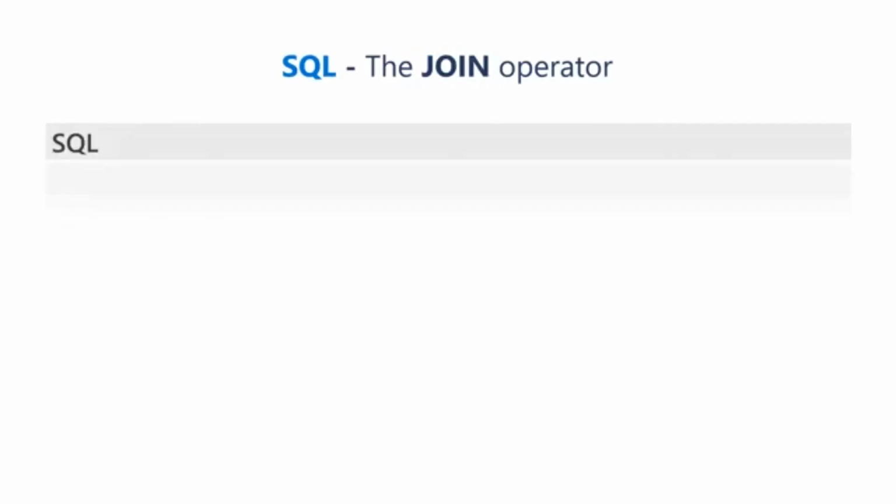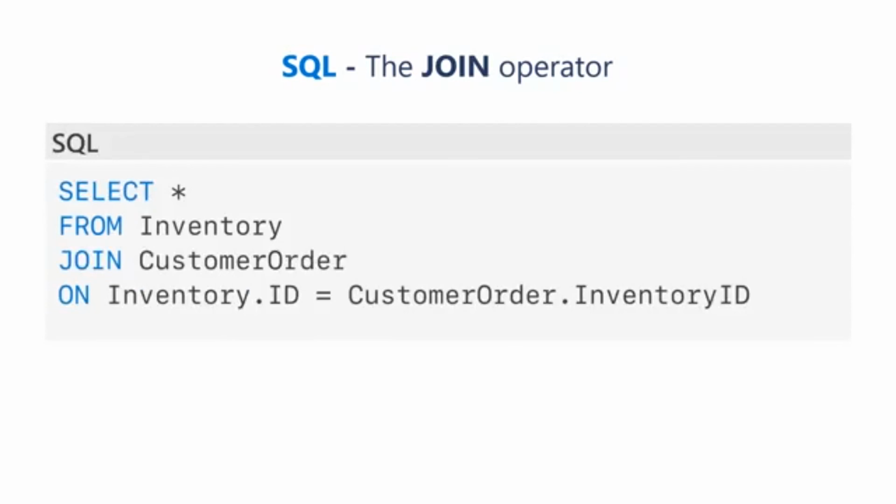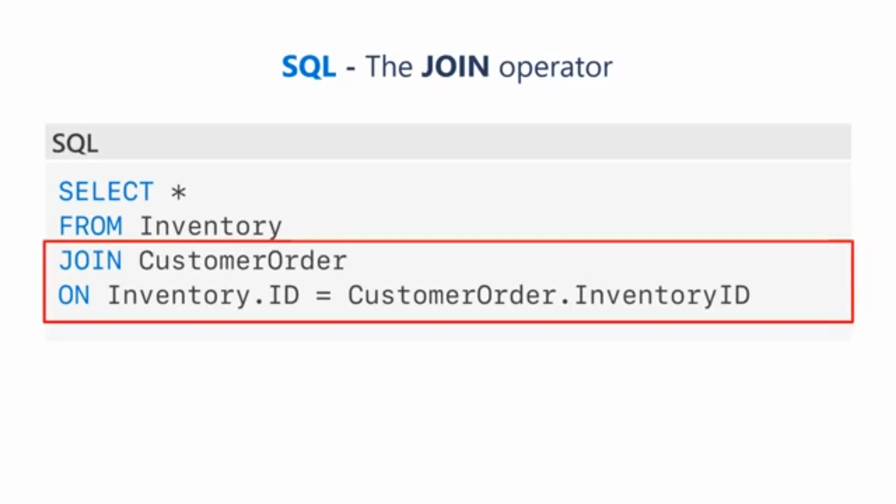This query shows an example that joins two tables, named Inventory and Customer Order. The query retrieves all rows where the value in the inventory ID column in the inventory table matches the value in the inventory ID column in the customer order table. You join two tables together by using the join operator, which is placed after the from clause.